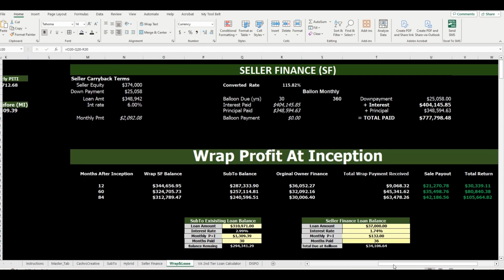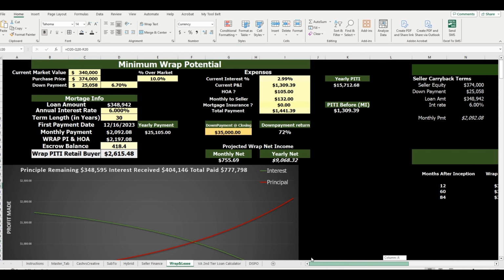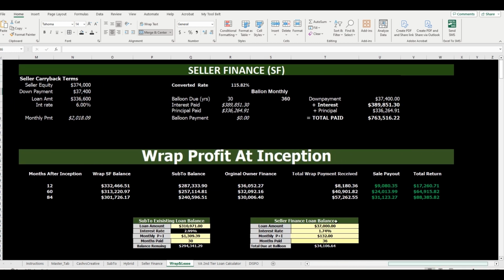What I'm going to do now is adjust the loan amount here at the $348. We're going to adjust the loan amount so that it's going to be less than that. By creating a loan amount that's less, we're going to increase the down payment. Maybe let's do 8%. Let's try 10%. 336. Now let's look at these numbers here.